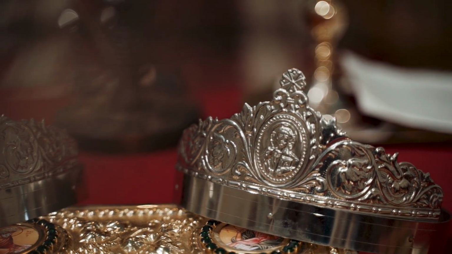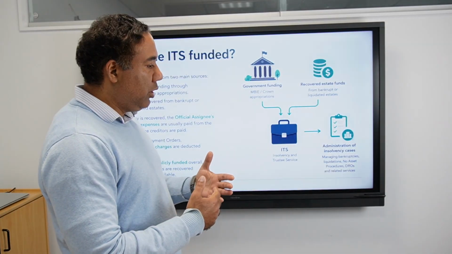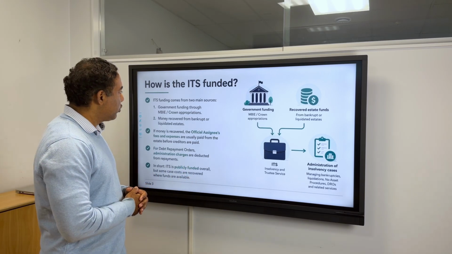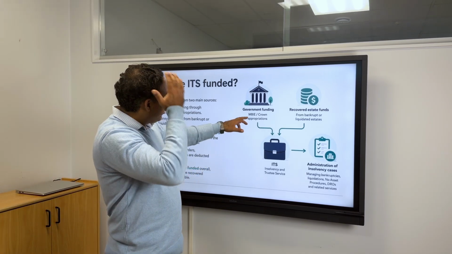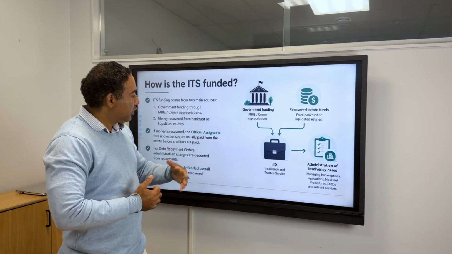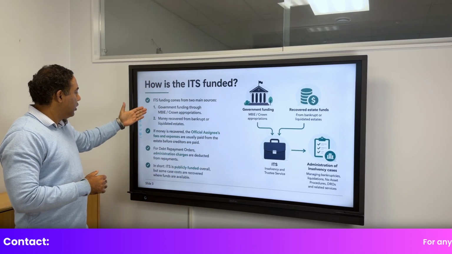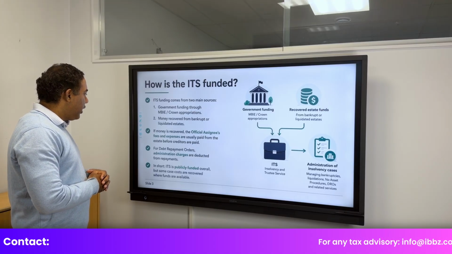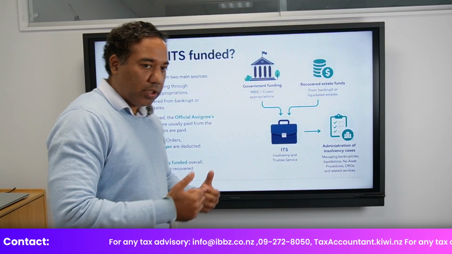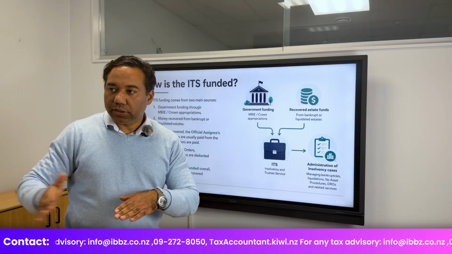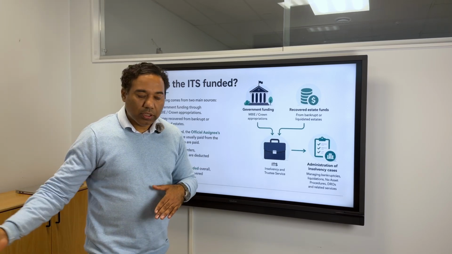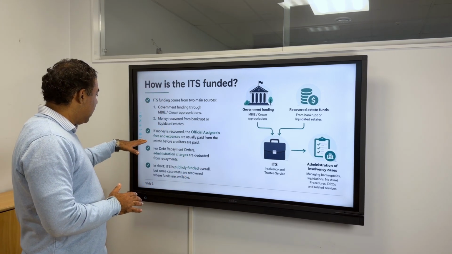It's funded by the Crown. The Crown funds this, and also whatever recovery the organization makes on its own. So both are funding sources: there is government funding, which is the MBIE Crown portion, and there is a recovered estate fund, what the organization recovers on behalf of the estate. If any money is received by the Official Assignee, it is usually paid from the estate before creditors are paid. For example, if they recover $10,000, they will pay themselves first and then the other creditors. So they themselves will always be paid first. But if they don't get any recovery, that's fine. They're funded by the Crown anyway. This is how it works.